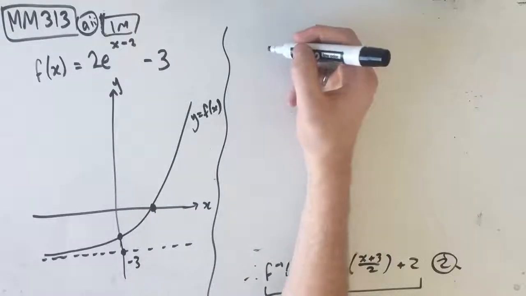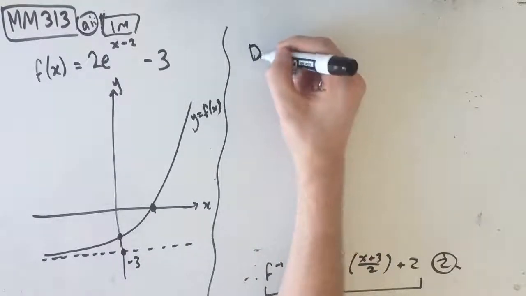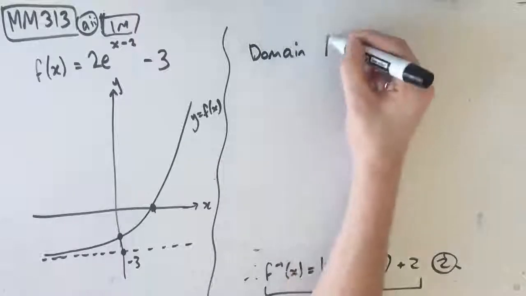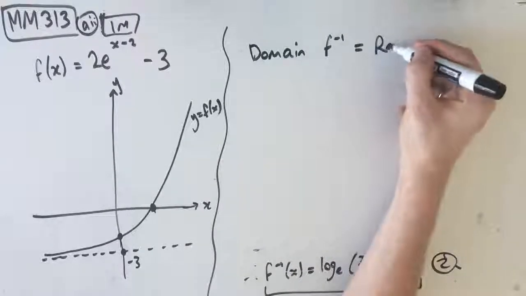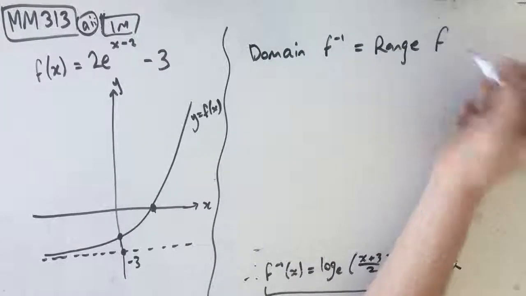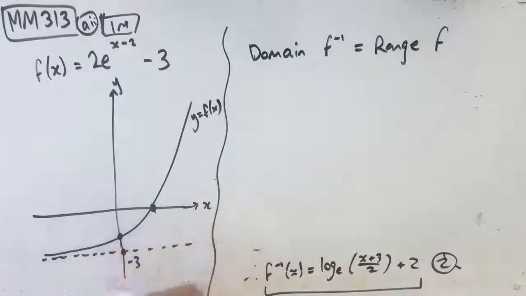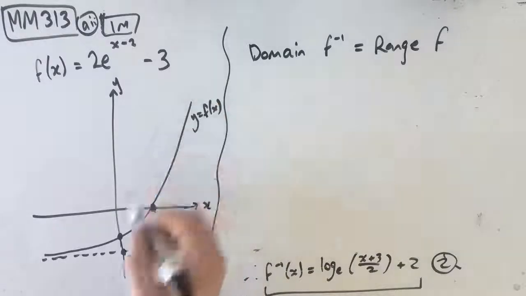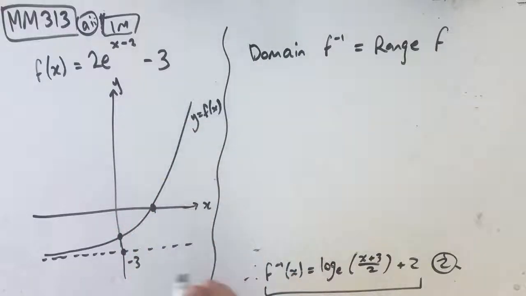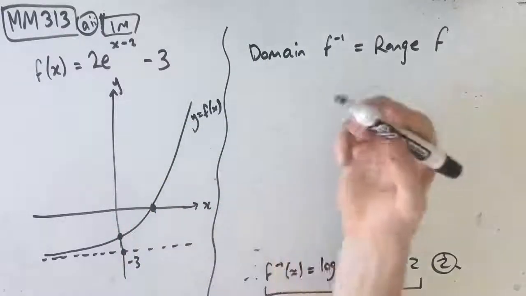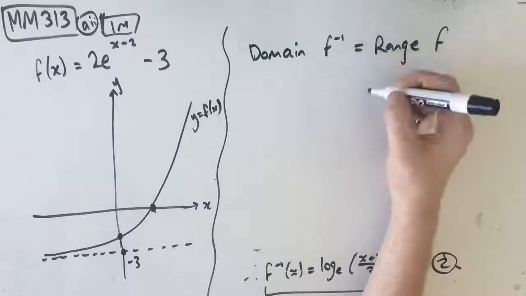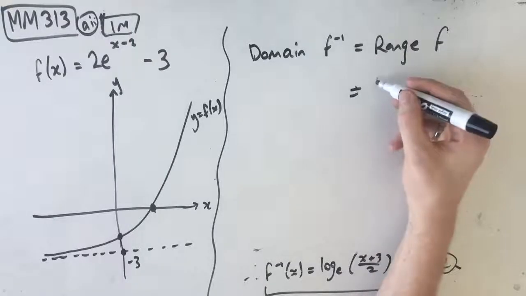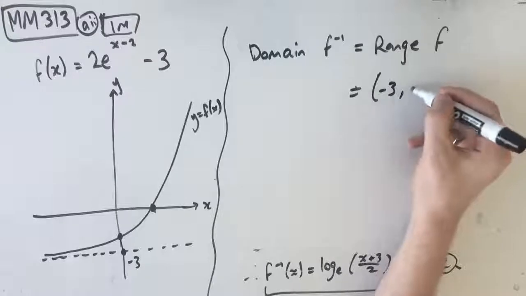Because we're swapping x and y, the domain of our inverse is equal to the range of f, just our normal f, this bit here. So our range of f is what? It's negative 3 to infinity. It just goes up and up and up forever, but it never touches negative 3. So that means that the domain of our inverse is negative 3 to infinity.